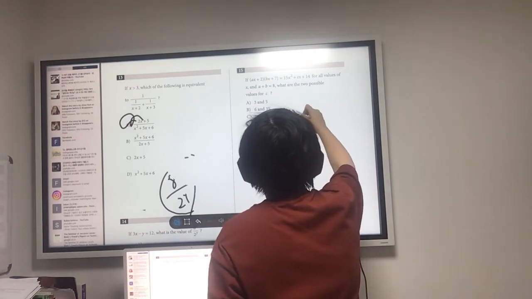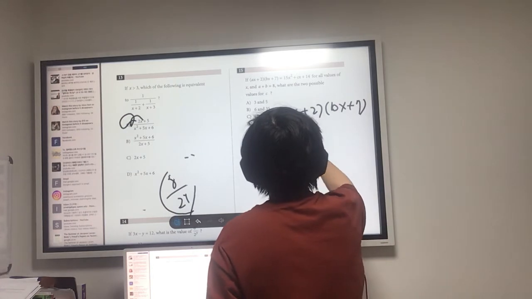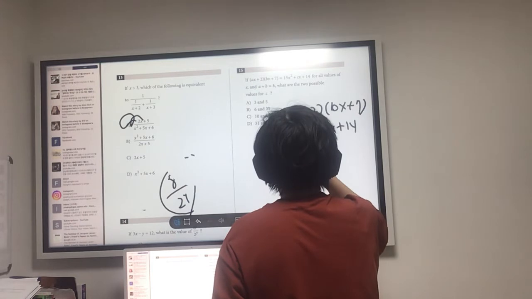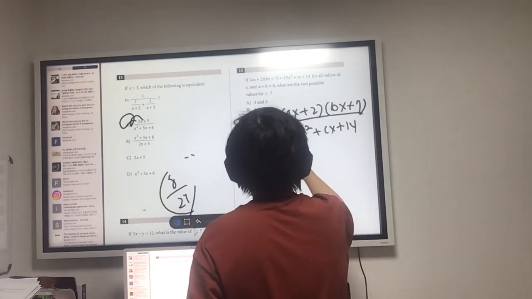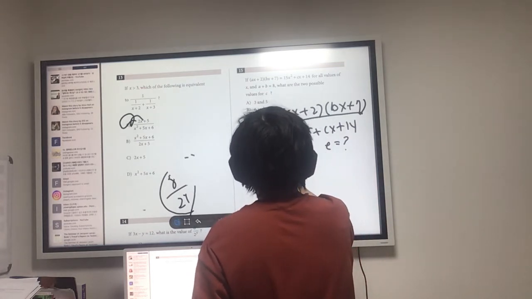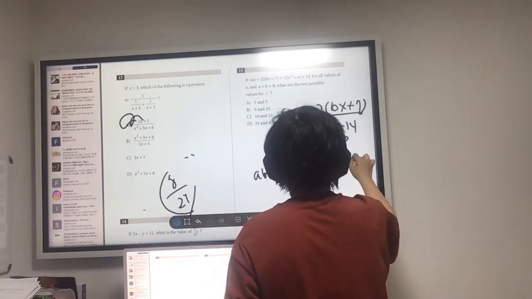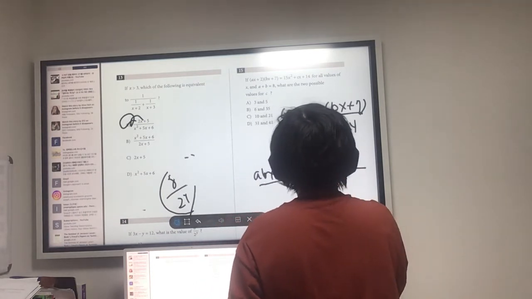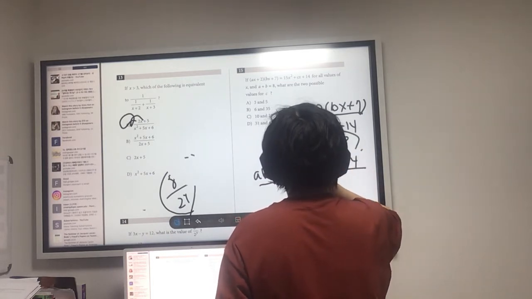And then, ax plus 2 times bx plus 7. If you have questions, please let me know and I'll try to explain them again, or you can repeat those parts that you have questions for. And then a plus b equals 8. c would be, so abx squared plus 2bx plus 7ax plus 14. What would be the value of c?